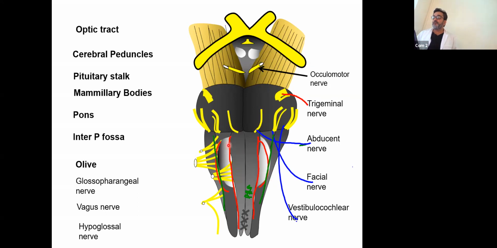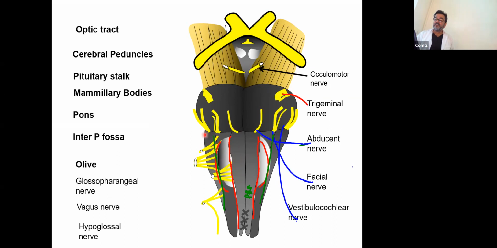Now you see a groove between the pyramid and the olives, and you see a nerve coming out. Can you make out this nerve? This is the pyramid, this is the olive, and this nerve coming out is the hypoglossal nerve. This is the 12th cranial nerve. Its function is to supply motor supply to the tongue. So all muscles of the tongue are supplied by this nerve, the 12th cranial nerve, called the hypoglossal nerve. It comes out between the olive and the pyramid.